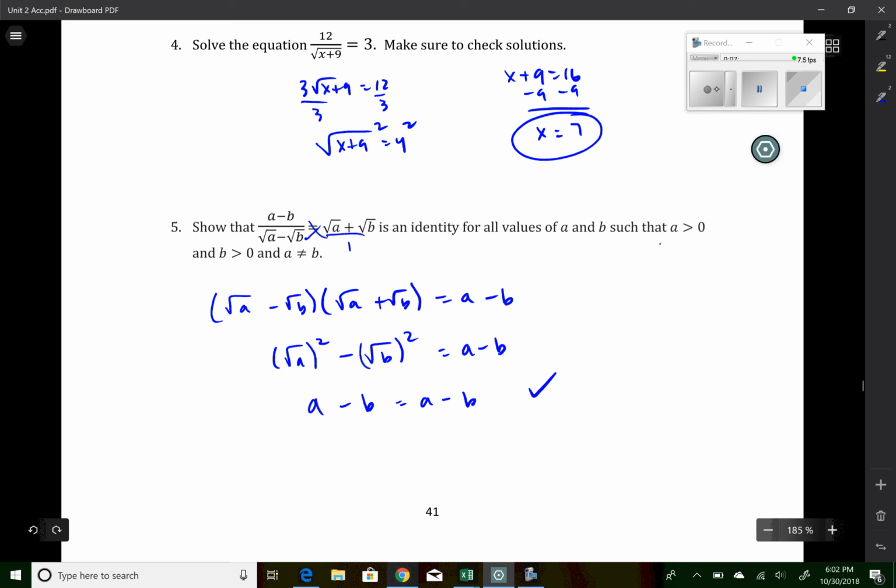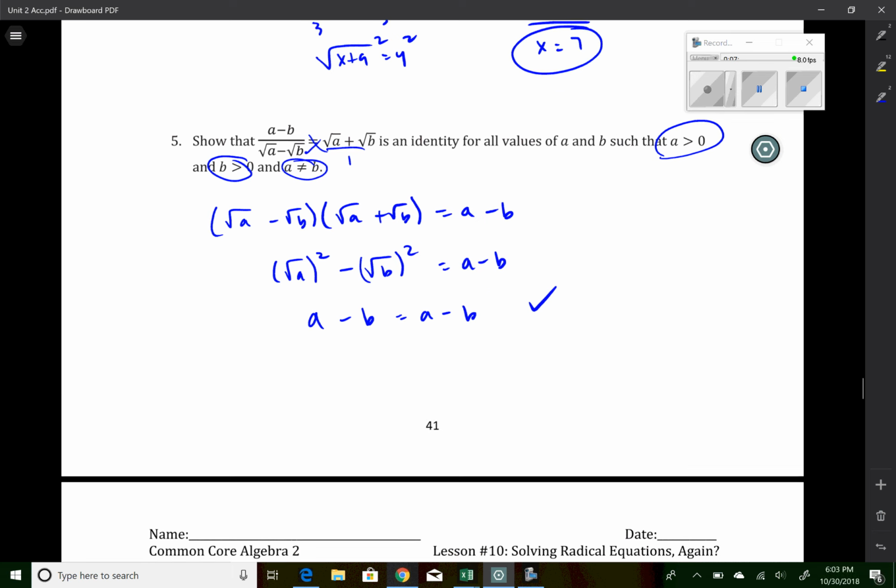Now, all of this part where a is greater than 0 and b is greater than 0 and a is not equal to b, those all have to be there to just verify that this is a valid equation, right? If that wasn't there, it might not be a valid equation.